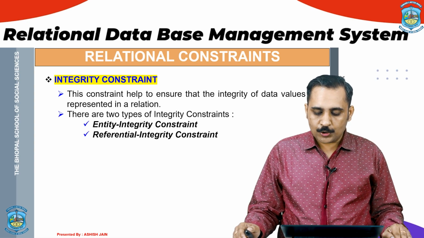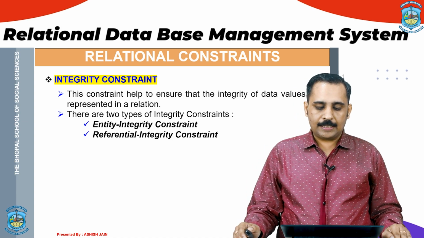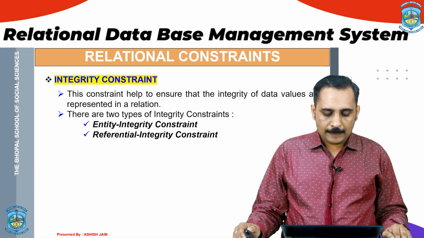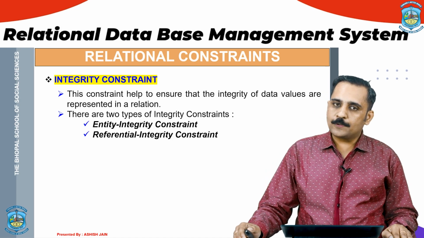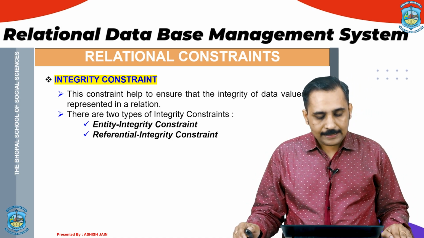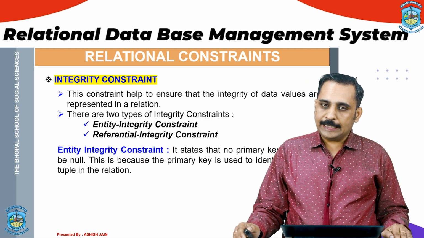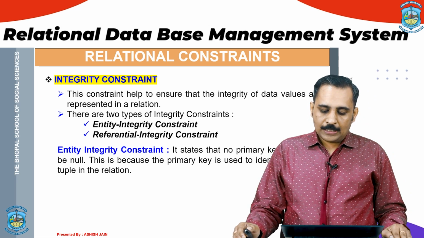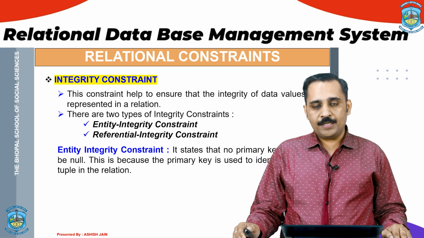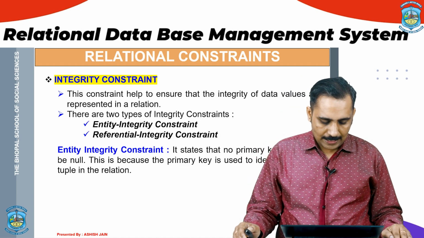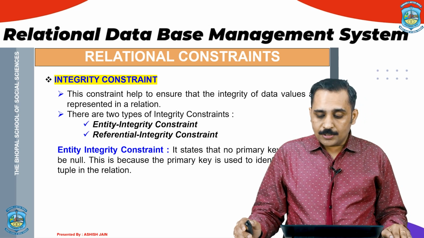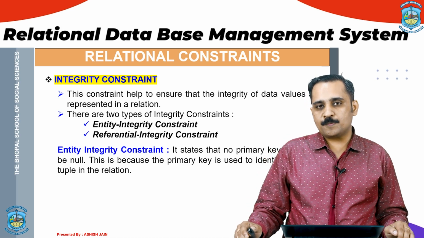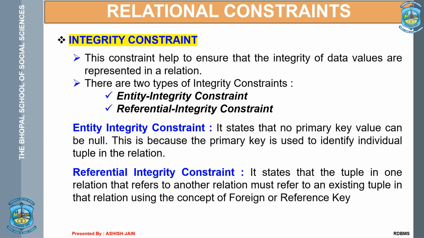Then the third type of constraint we have is integrity constraints. This constraint helps to ensure the integrity of data values represented in a relation. So whatever you have decided to maintain the consistency of the data should be represented in a relation properly. There are two types of integrity constraints. First, we have the entity integrity constraint. Second, we have the referential integrity constraint. Let us see them one by one. The entity integrity constraint states that no primary key value can be null. That means you cannot leave the primary key value as null. This is because the primary key is used to identify individual tuples. If this value is null, we are not able to clearly distinguish between records.